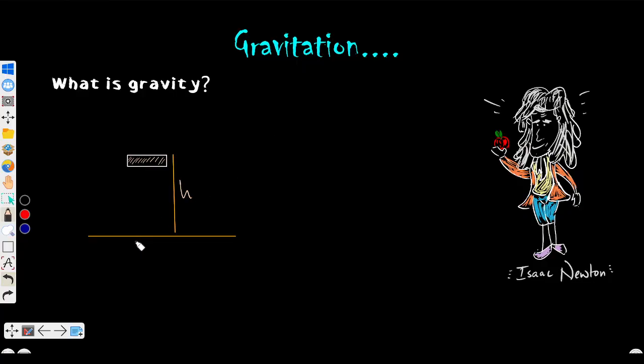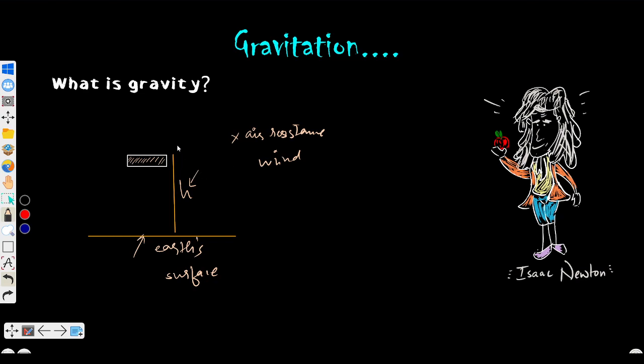Consider a scenario. If I say that this is the surface of the earth, and there's an object which is at a height h from the surface of the earth. You need to make sure that we neglect any kind of resistive force, for example, air resistance. I will neglect air resistance, wind, and any kind of resistive force for this particular example.